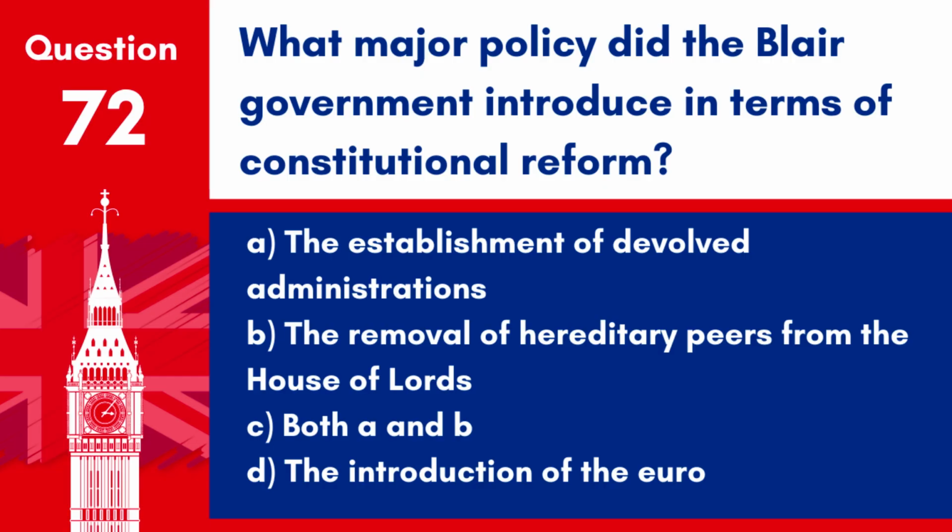Answer C. Both A and B. The Blair government introduced major constitutional reforms, including the establishment of devolved administrations in Scotland, Wales, and Northern Ireland, and the removal of the majority of hereditary peers from the House of Lords.